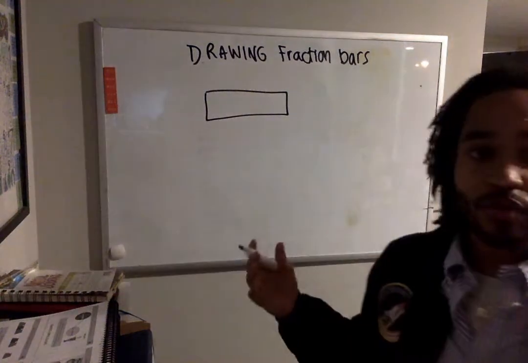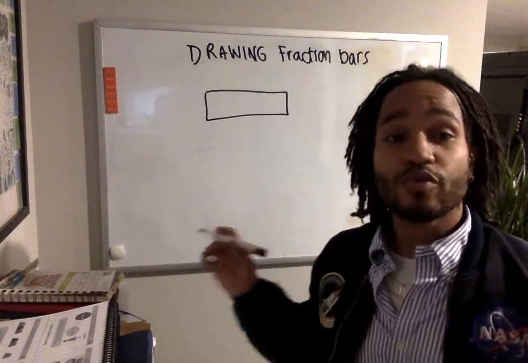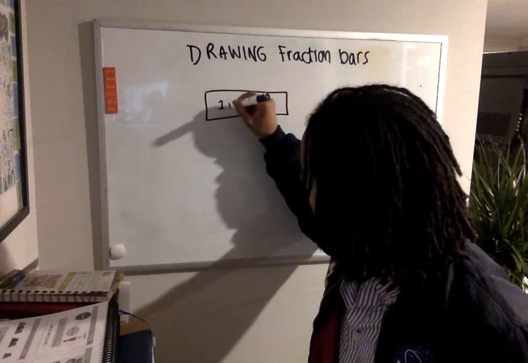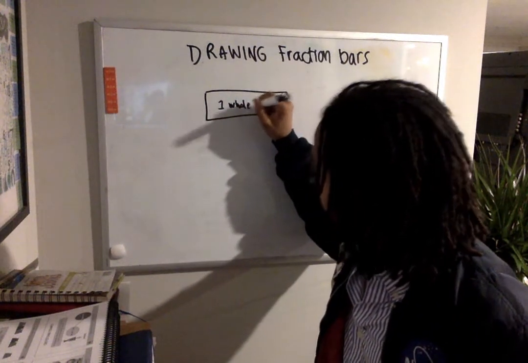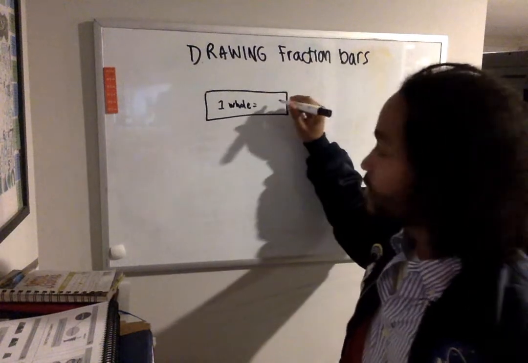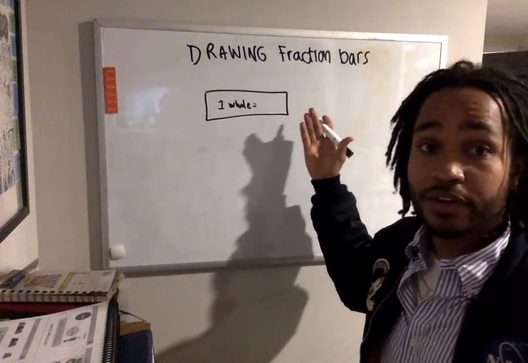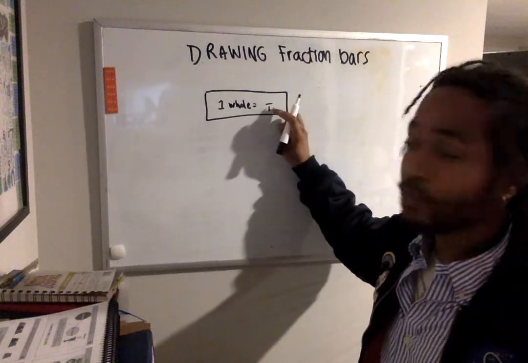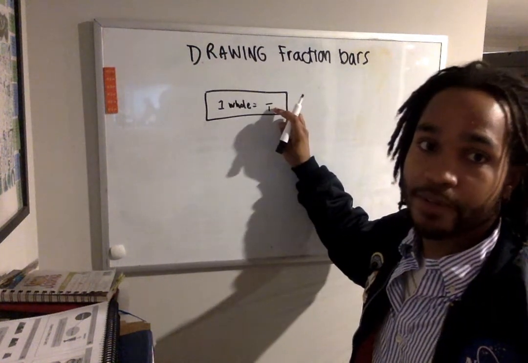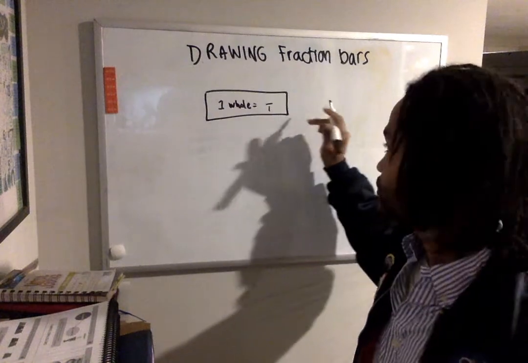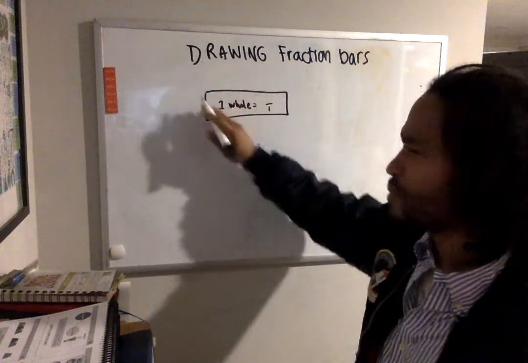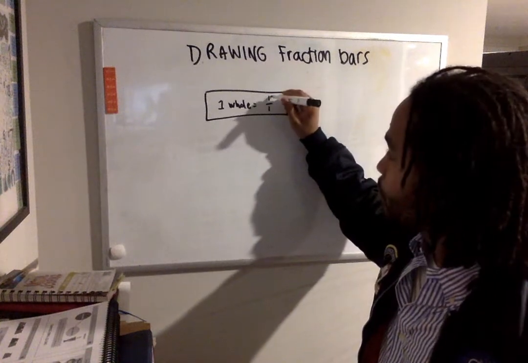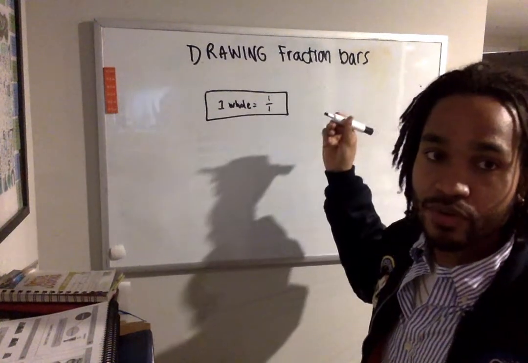We have one whole rectangle. So I'm going to write one whole, and since this is just one rectangle, one whole, one is going to be the denominator, which is the bottom number in the fraction. And since we're just talking about this entire thing, it's 1 over 1.